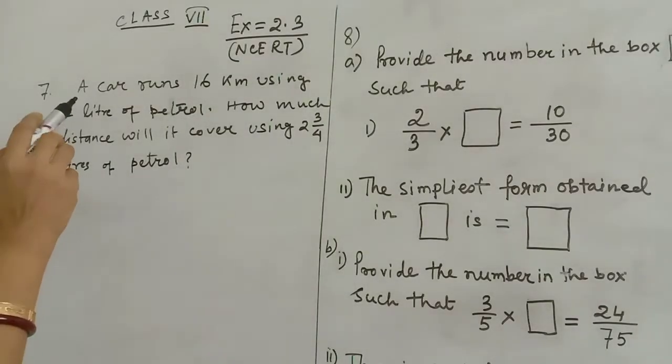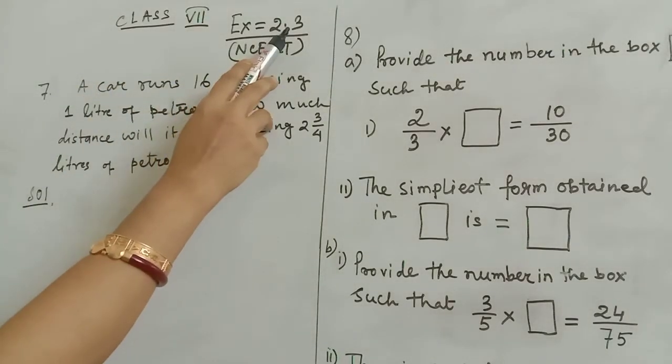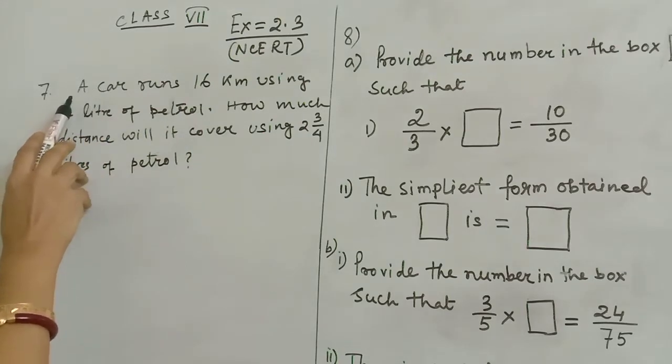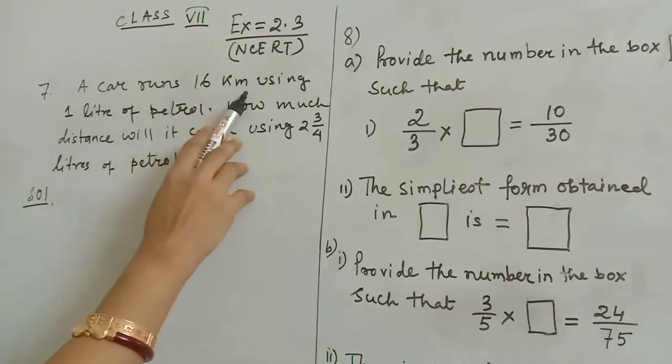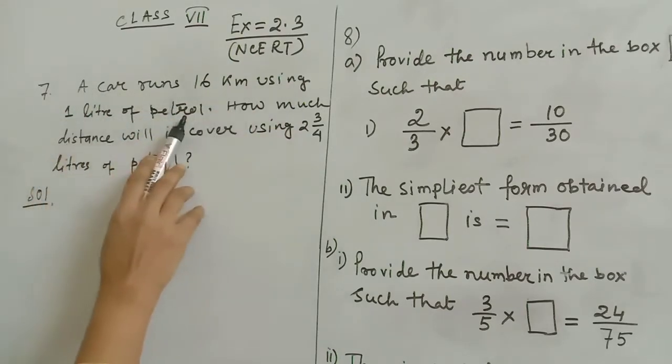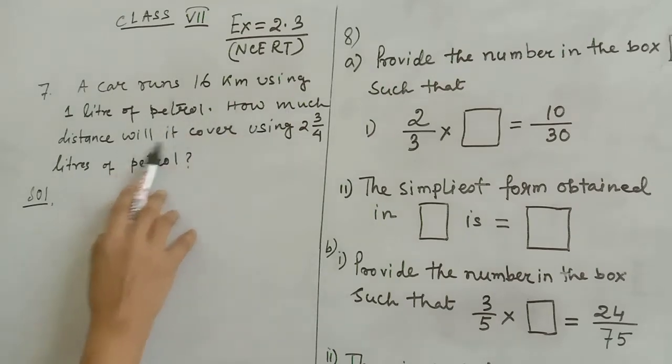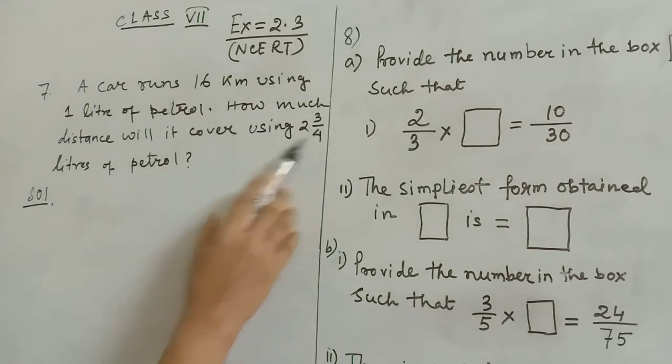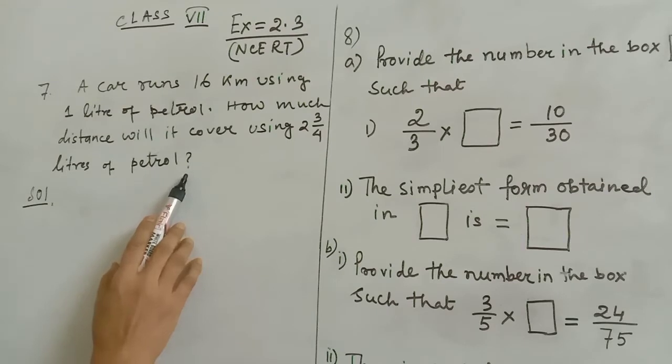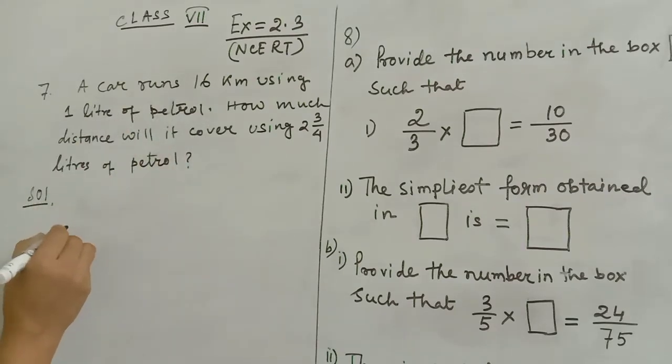Now, in question number 7 from exercise 2.3, we can see that a car runs 16 km using 1 liter of petrol. How much distance will it cover using 2 3/4 liters of petrol? So, you can do it in this way also.